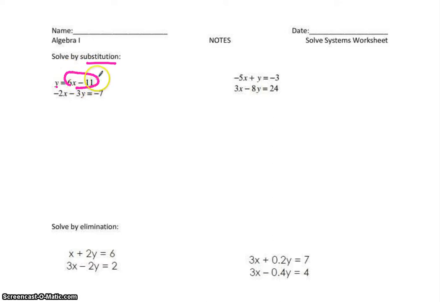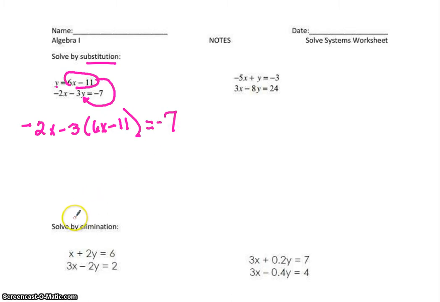You circle it and you go put it for the other letter. If you circle an x, you can't put it in for x. It's got to go in for y. So you take this other equation and you write it exactly like it looks, except when you get to that letter, you put what you circled and you put it in parentheses. So we have negative 2x minus 3, and there's my y. So I open parentheses and say 6x minus 11, close parentheses, equals negative 7.